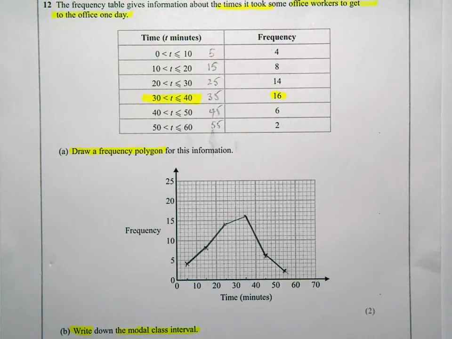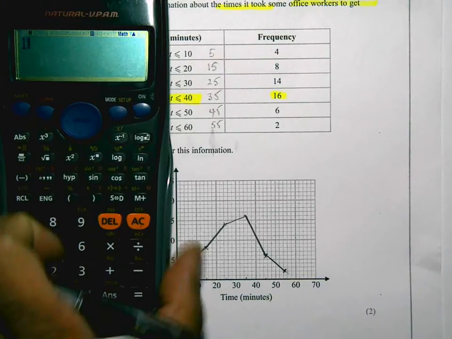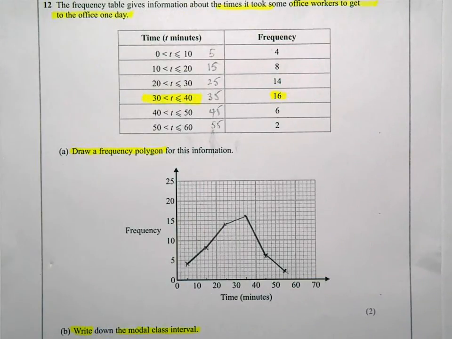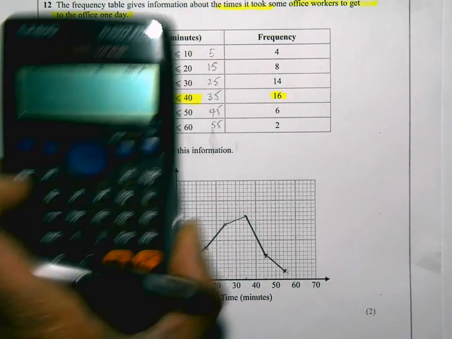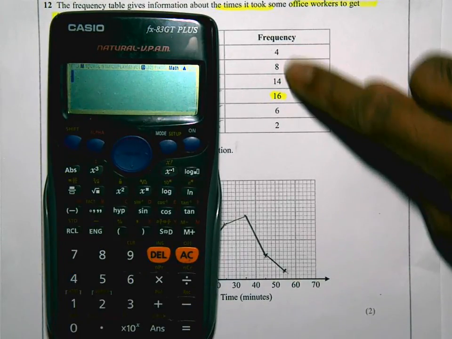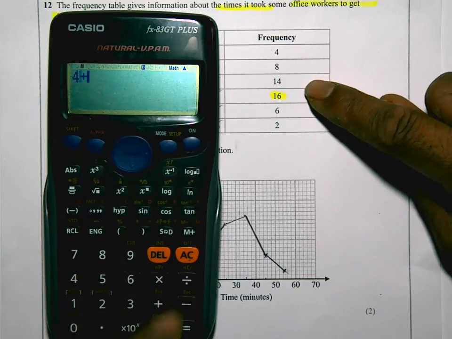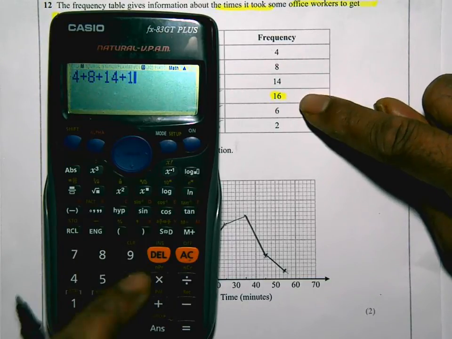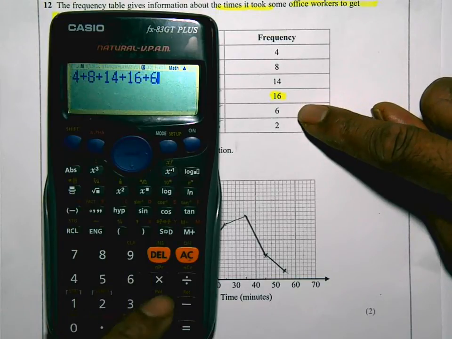Now, the first thing I need to do, because it's a probability, is work out how many people we were dealing with altogether. In the question, they haven't told us how many office workers there were, but I know that these are all of them. So I need to add them up: 4, add 8, add 14, add 16, add 6, add 2, and that gives me 50. That tells me there were 50 office workers altogether.